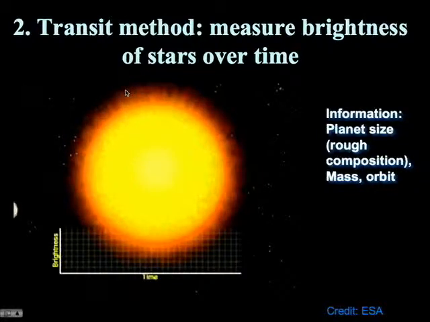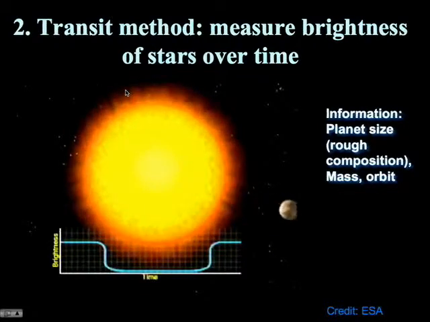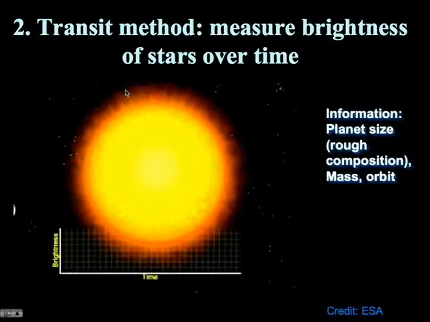Here's another technique which is really picking up now. It's called looking for transits. Basically, as a planet passes in front of the disk of a star, from our line of sight, the brightness of the star dips. And it dips periodically, once per orbit of the planet.